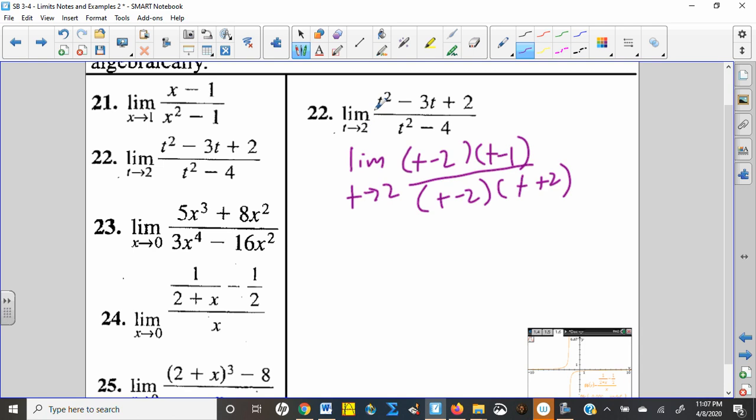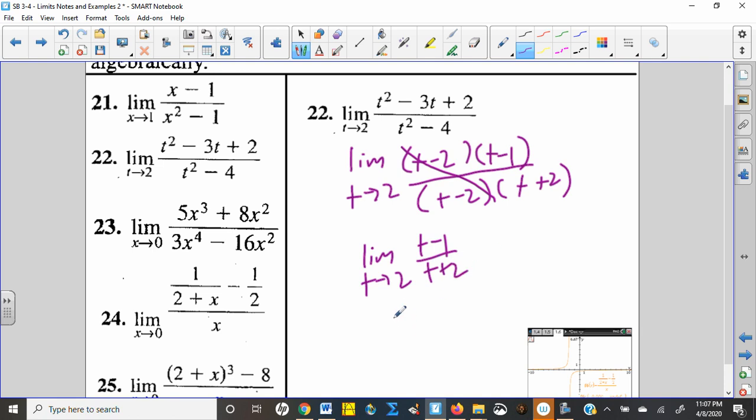Notice if I put a 2 in, I'll get 4 minus 6, which is negative 2, plus 2 is 0, over 4 minus 4, which is 0. 0 over 0. Now you're starting to see why we can't do these directly through substitution. Once we get rid of that t minus 2, though, good things happen. All I have left is the limit as t approaches 2 of t minus 1 over t plus 2.